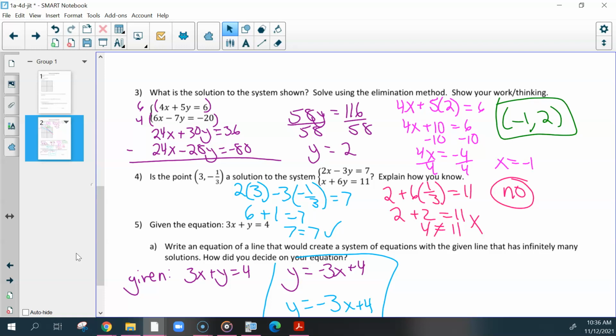But I eliminated my x's, and when I eliminated my x's and solved for y, I got y equals 2. And then I put y back into this equation to solve for x. And when I solved for x, I got x equals -1. So my ordered pair was -1, 2. Do you have any questions on that one?